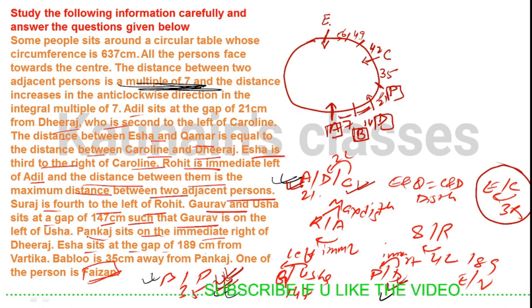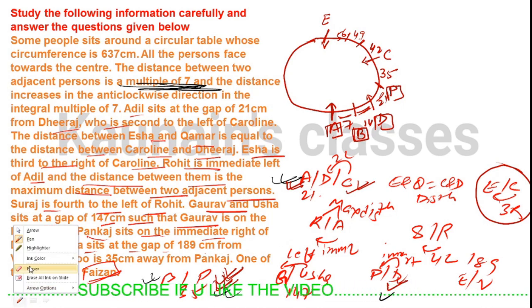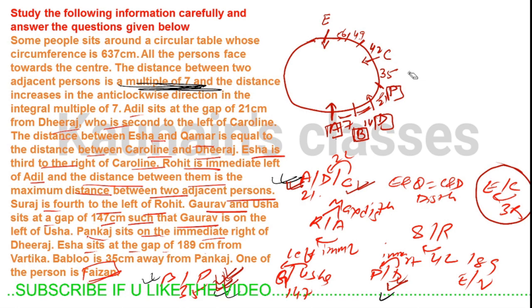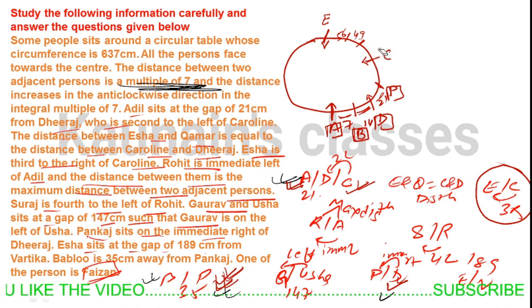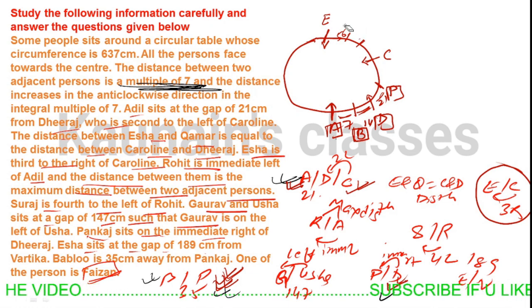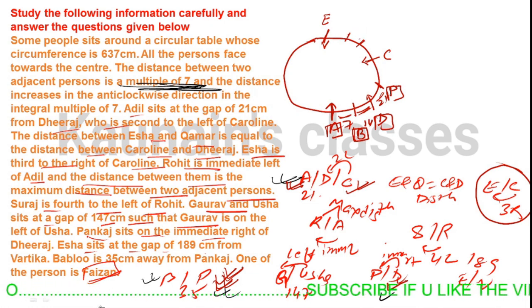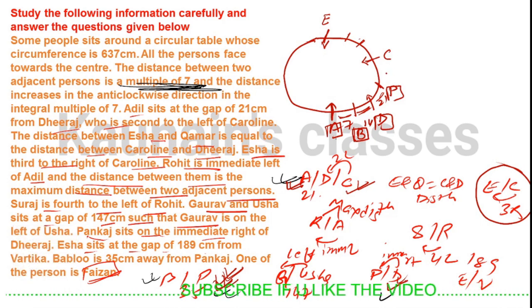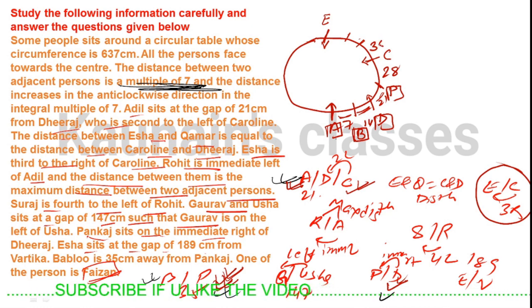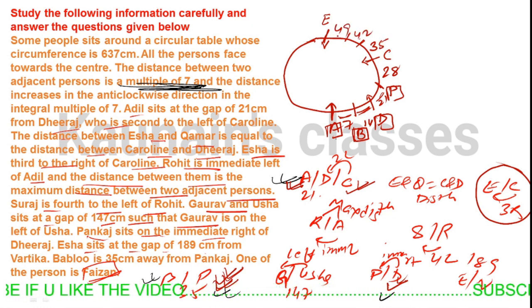Oh, we have made an error in putting the distance. What error? We have forgotten to put 28. Okay, let me correct that. Here the distance is 21, then 28, then 35, then 42, then 49. Okay, now we are correct.